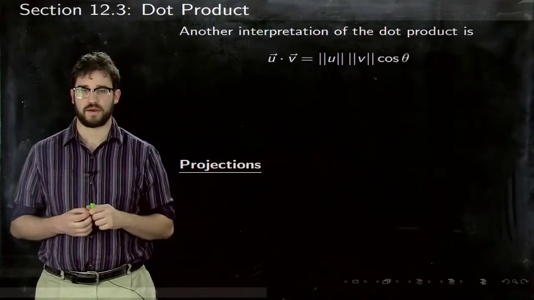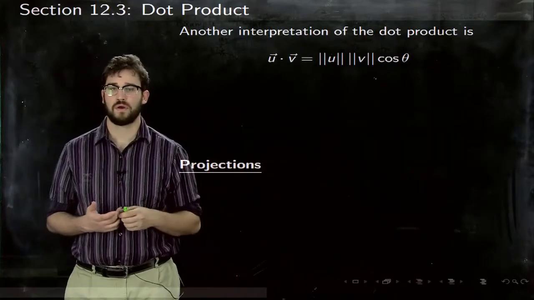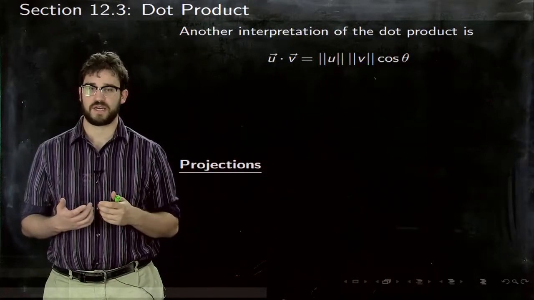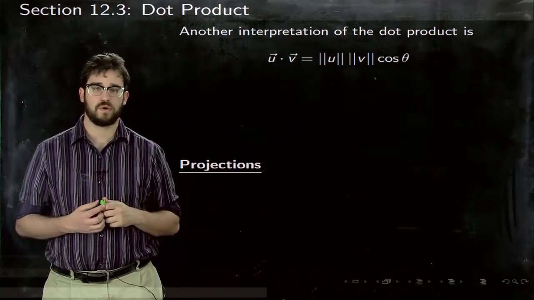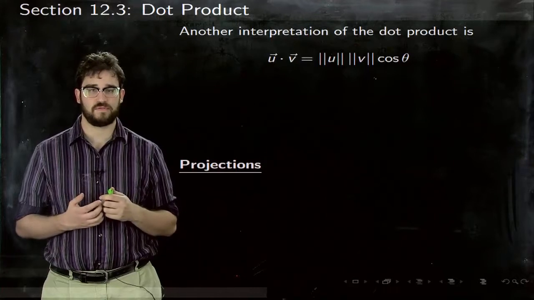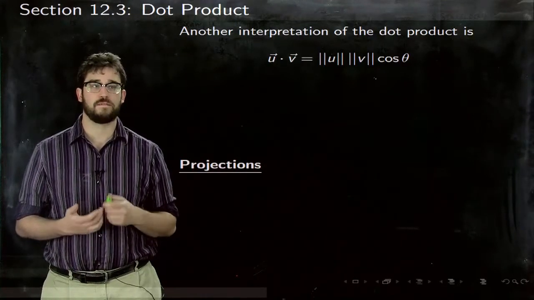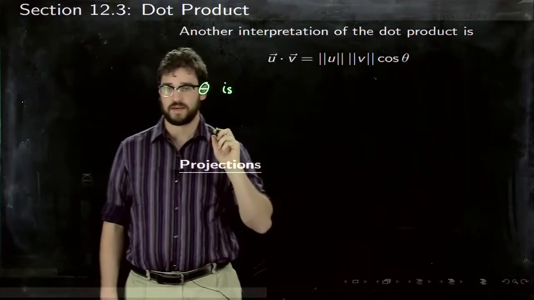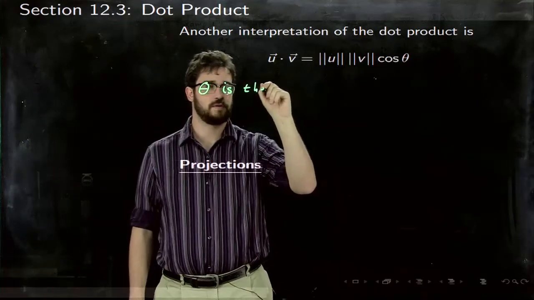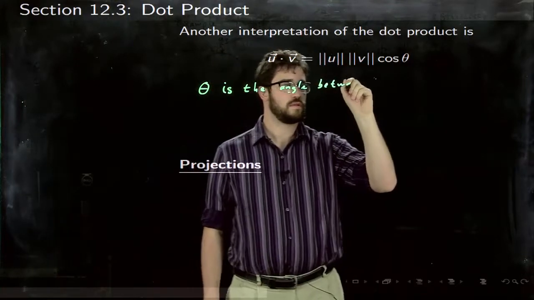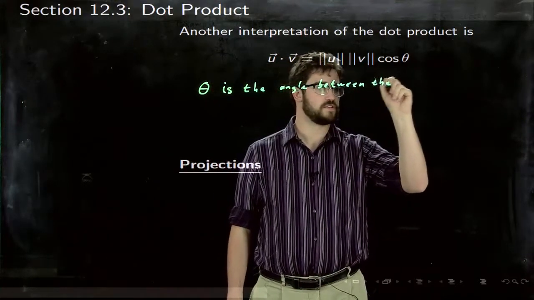Since the dot product produces a scalar, we could also think of the dot product under this interpretation. u dot v would be equal to the magnitude of u times the magnitude of v times the cosine of theta, where theta is the angle between the two vectors.